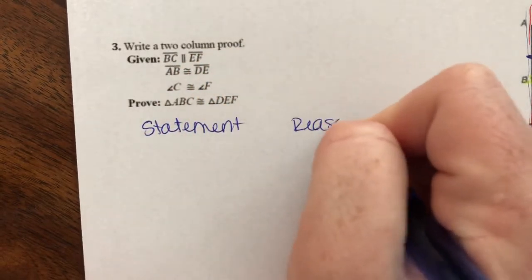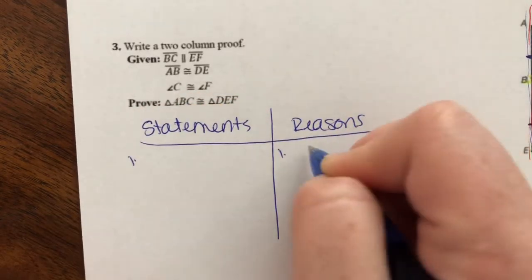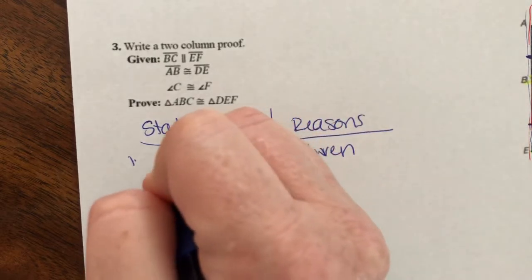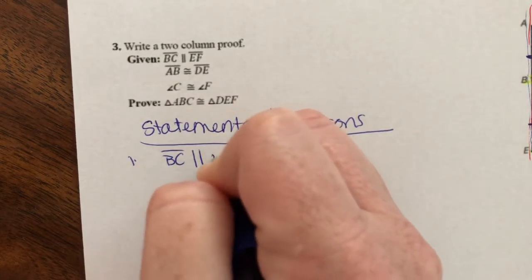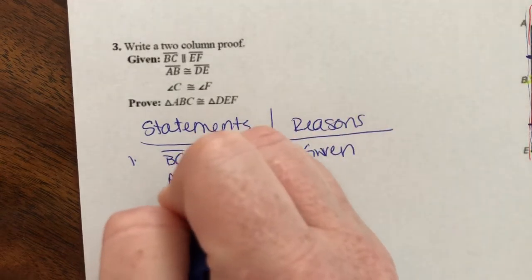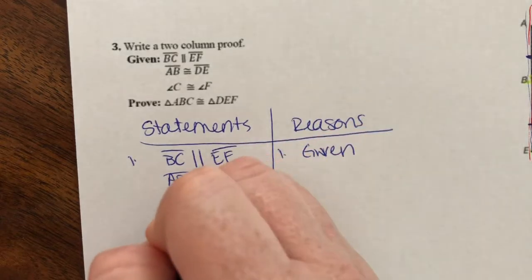Statement, reasons. 1, given. BC parallel to EF, AB is congruent to DE, and angle C is congruent to angle F.